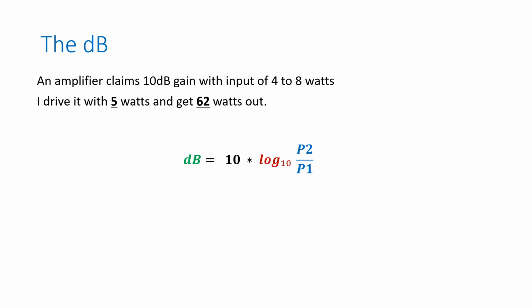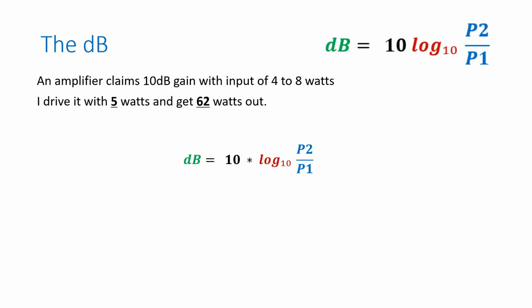So let's walk through this again. Let's say I have this little amp and they claim that it gives me 10 dB of gain with an input of 4 to 8 watts. I drive it with 5 watts and I get 62 watts out. You can probably already answer the question, does this give you 10 dB gain? But let's pretend we don't know.